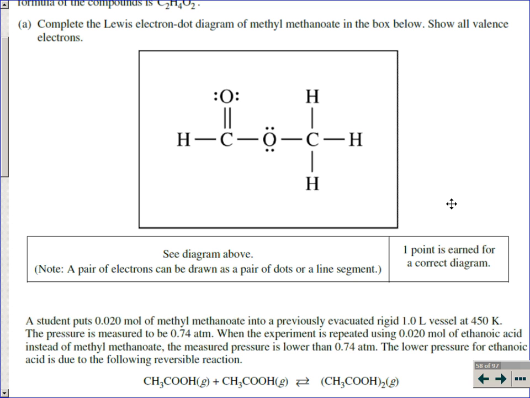So 1, 2, 3, plus 4 is 7, plus 6 is 13, plus 4 is 17, plus 6 is 23, 24. And so you can double check at the end to make sure it's 24.